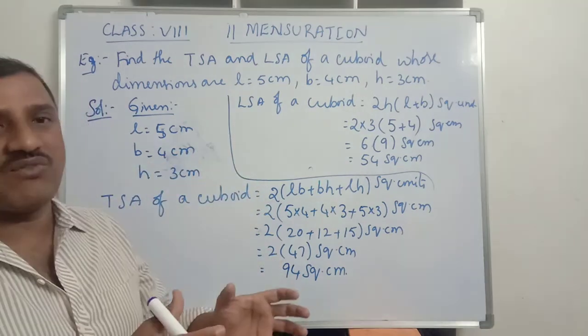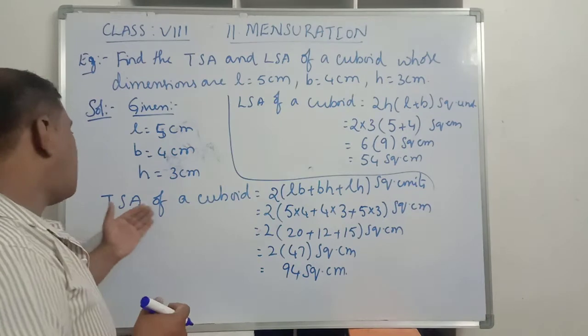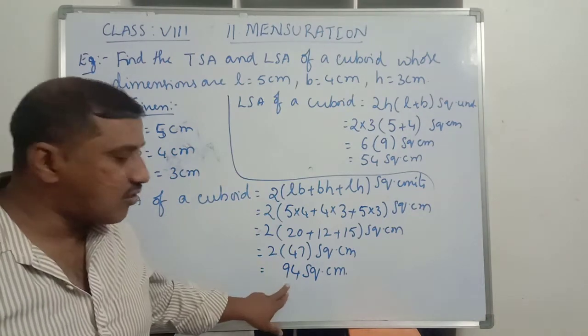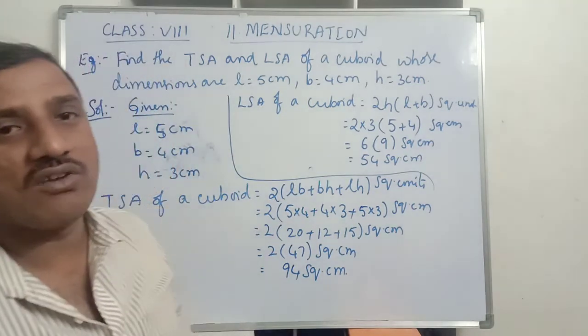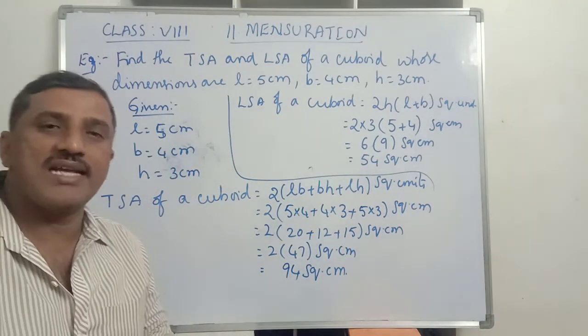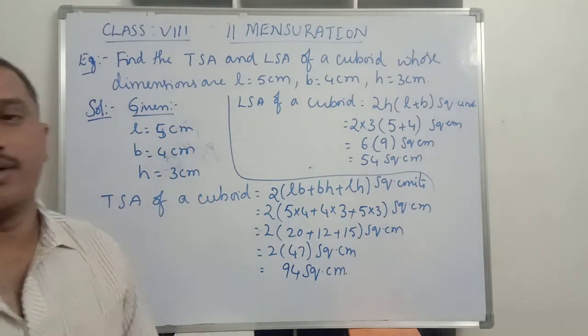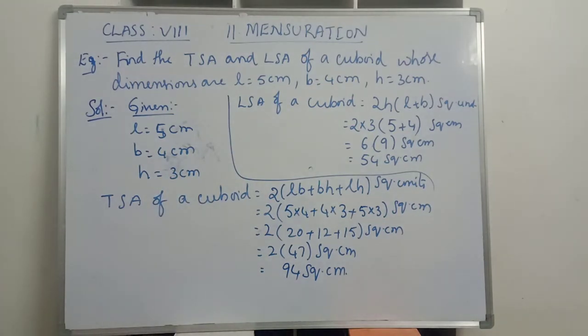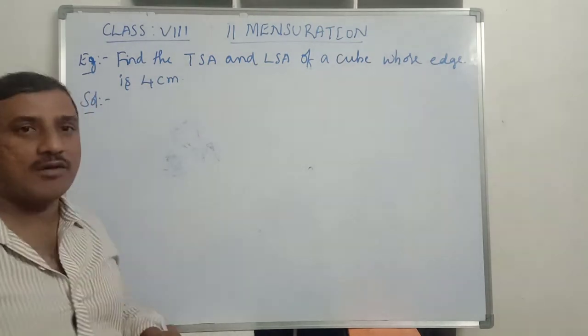Just write the correct formula, substitute the correct values and simplify. We will get the TSA of a cuboid as 94 square centimeters, LSA of a cuboid as 54 square centimeters. Is it clear, children? We will discuss an example for a cube. Now we will discuss one more example.